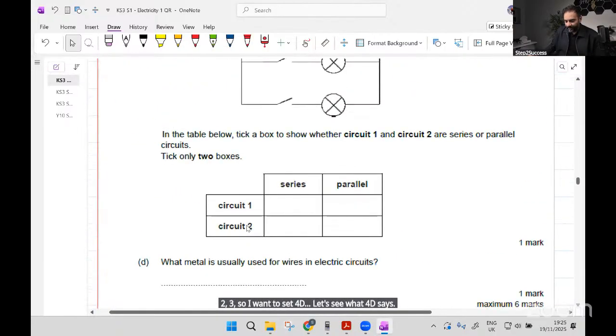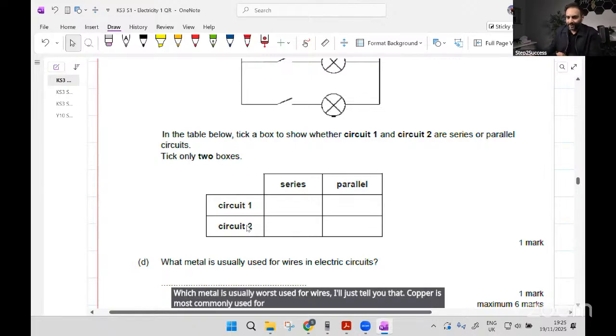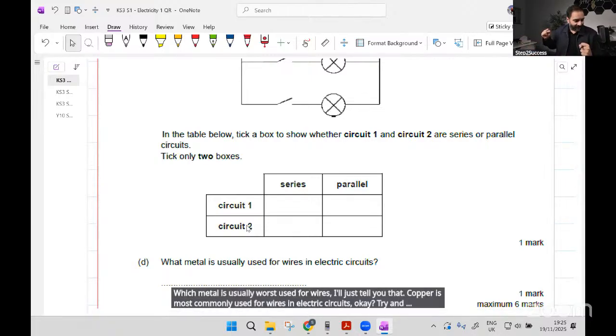Which metal is usually used for wires? I'll just tell you that. Copper is most commonly used for wires in electric circuits. Okay, try and remember that because it is so fundamental across 3 different sciences when it comes to this.